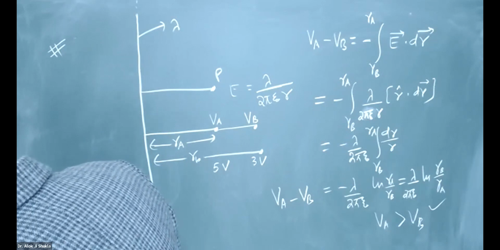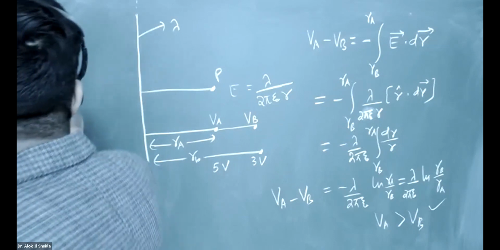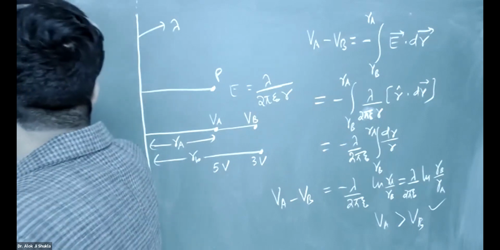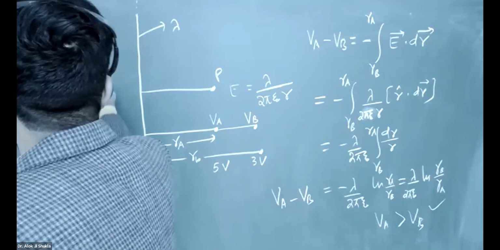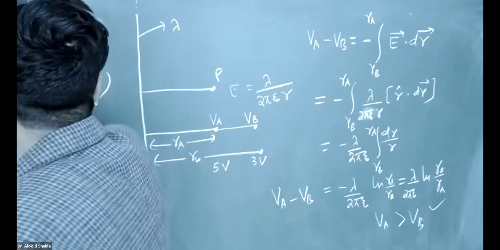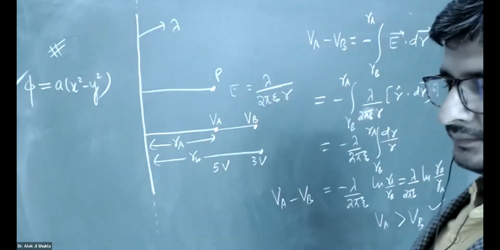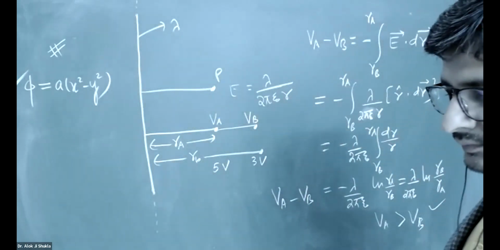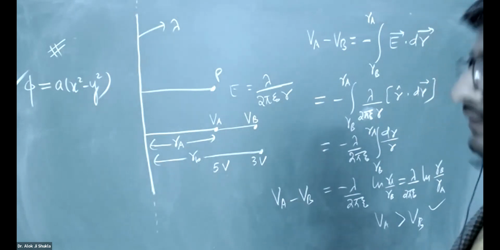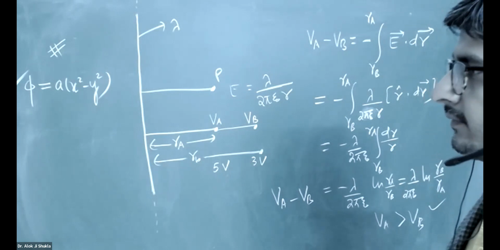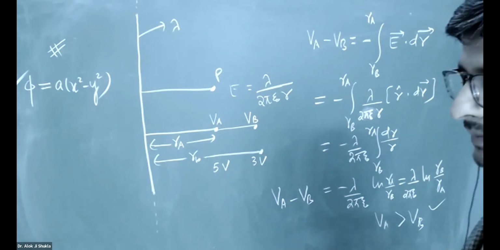होमवर्क में लिखना, draw equipotential surface for phi is equal to a x square minus y square. Draw equipotential surface for phi is equal to a x square minus y square.